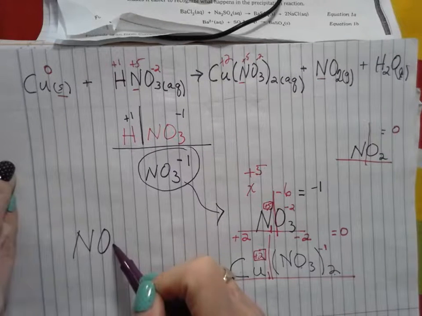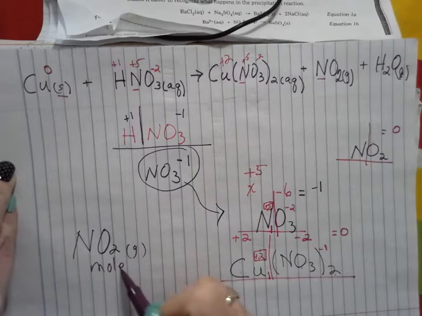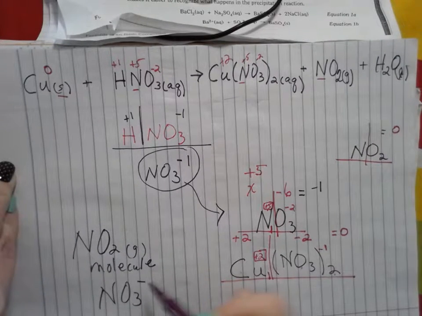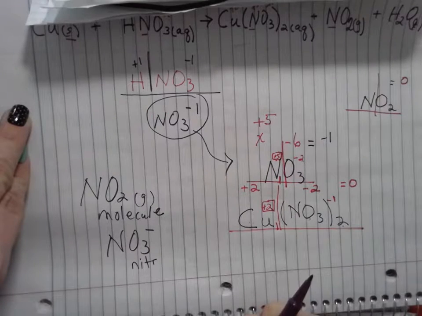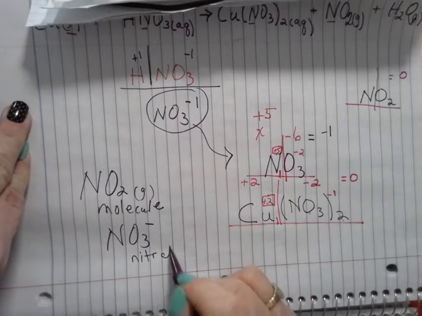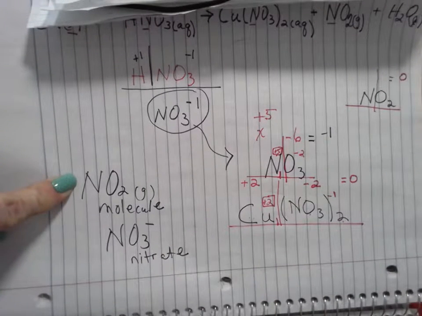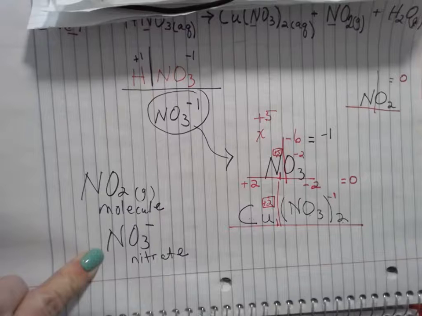This is a molecule. This is the nitrate polyatomic ion. This has an overall charge of 0. This has an overall charge of negative 1.